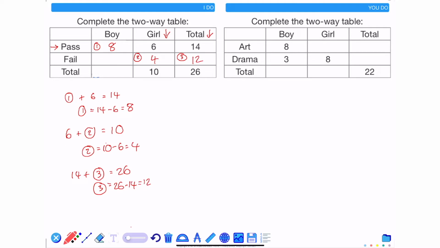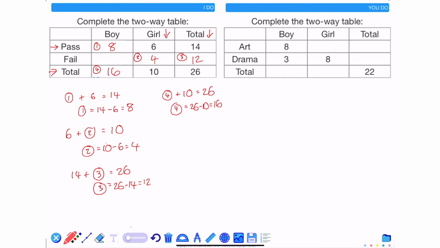The final point I could have worked out to begin with is point number 4. Looking at the total number of people in this table, the total number of boys plus the total number of girls will equal the total in the table. So the total number of boys is 26 minus 10, which gives me 16. There were 16 boys altogether.